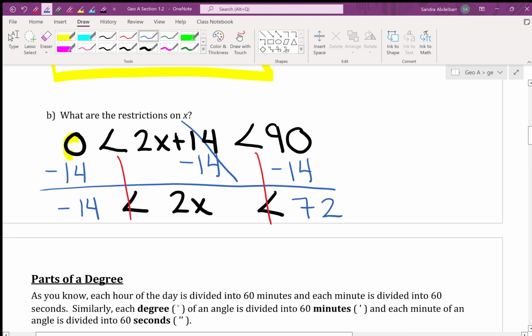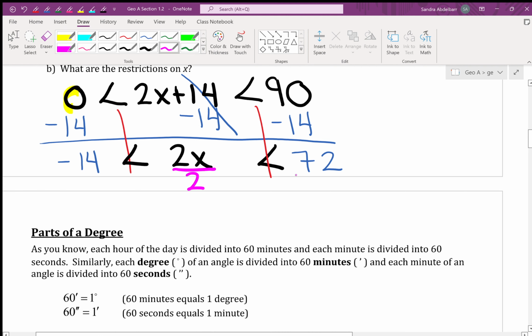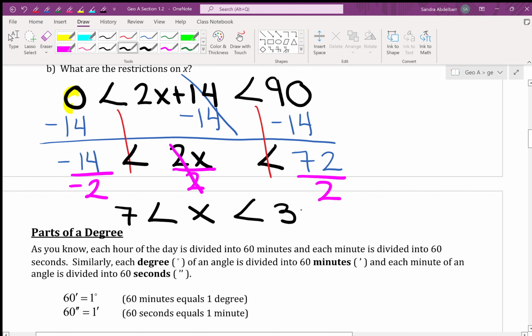Yeah? All right, ignore this side. What would you have to do now if we were solving for x? Lucas? Divide by 2. So now I'm going to divide by 2 under everything. I'm going to divide by 2 under the 2x, divide by 2 under the 76, and divide by 2 under the negative 14. So now we will have negative 7, not negative 7, positive 7 is less than x, which is less than 38.